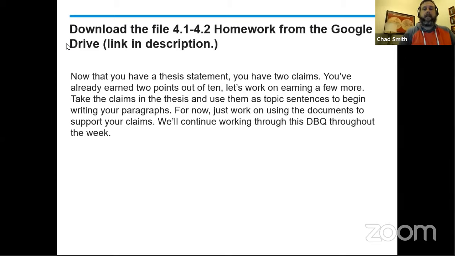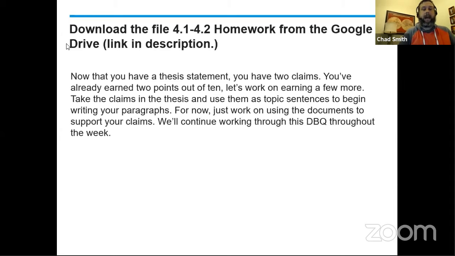So I want you to take the claims that we made earlier today. Remember, we looked at the thesis, and the thesis had 3 claims in it. I want you to take those claims, and I want you to see what documents could serve to prove those points, and work to develop your paragraphs. They won't be very long paragraphs because you only have 5 documents, and if you're going to spread them out into different claims, that's okay.